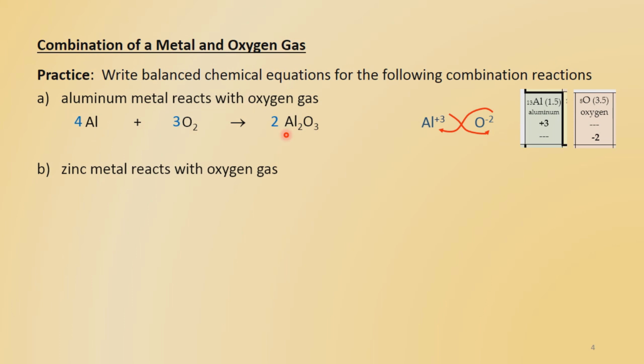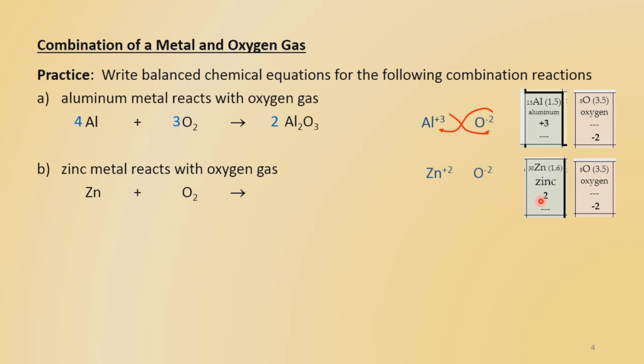Let's try zinc metal reacting with oxygen gas. The table tells us that the symbol for zinc is Zn, and we know what oxygen is, so we can write zinc plus O2. Now again, we need to combine zinc and oxygen in the correct ratio. Well, zinc you can see is only plus 2 and oxygen is minus 2, so these will combine in a 1-to-1 ratio of ZnO, zinc oxide. To balance this, we simply need to double up on the zinc oxides, and now oxygen is balanced, and now we'll double up on the zinc, and zinc is balanced.